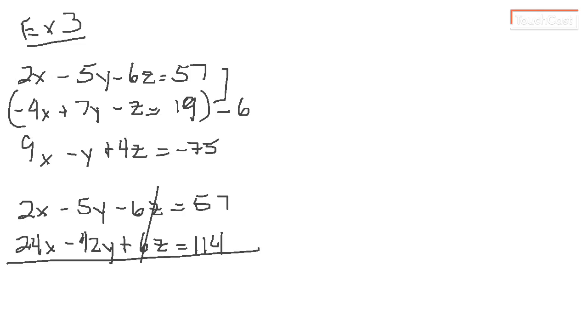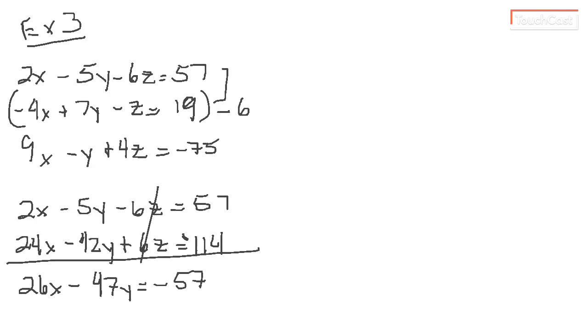Our z terms are gone. We're going to have 26x minus 47y equals, in fact, I forgot to put a negative on my 114, so let's take care of that, because I had a negative and a positive. Glad I found that before I kept moving on. If we combine that with 57, we're going to get negative 57.